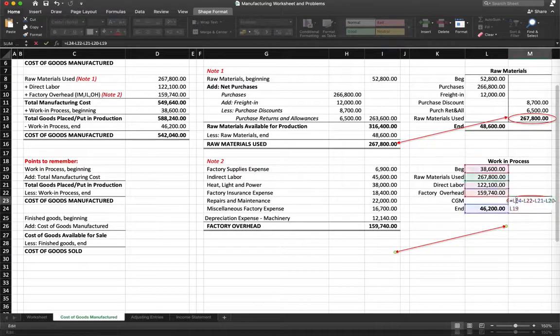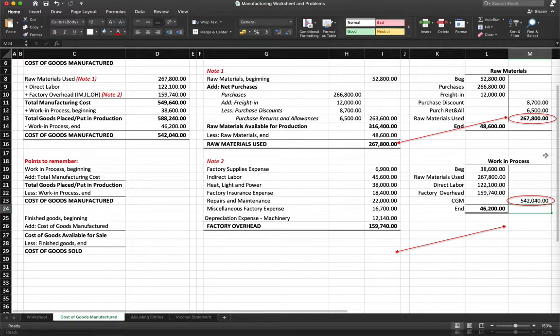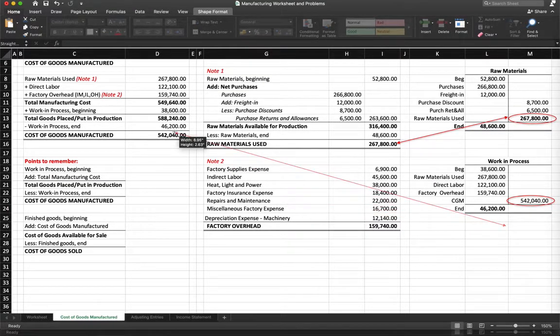Tanggalin na natin yung negative, ha? Kasi, absolute value na lang. Given naman, pagka nasa credit side siya, deduction siya. So, no need for negative. Okay, turo natin to. Cost of goods manufactured. Okay?